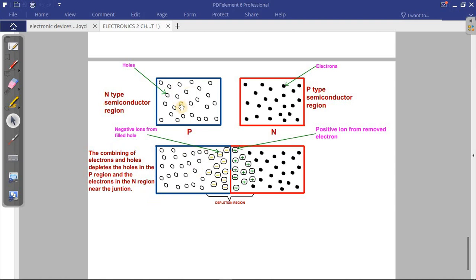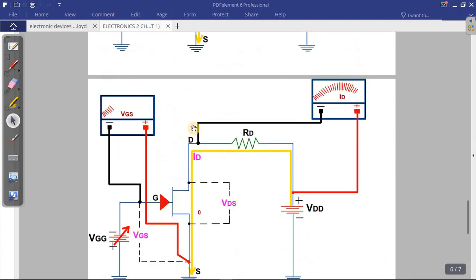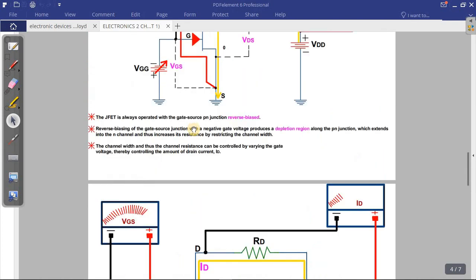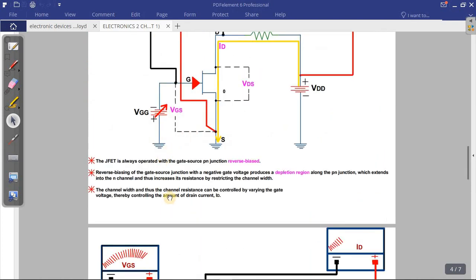So you can press pause and remember about these things from Electronics 1 when it was talking about diodes. So let's come back to this side. I'm reading the second sentence. They say reverse bias of the gate-to-source junction with the negative gate voltage produces a depletion region along the PN junction, which extends into the N channel and thus increases its resistance by restricting the channel width.